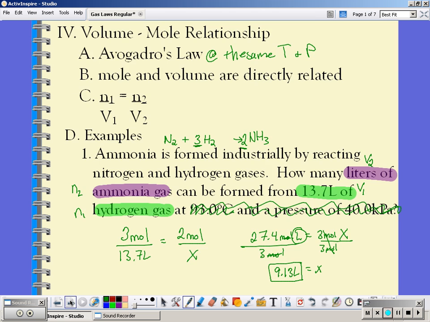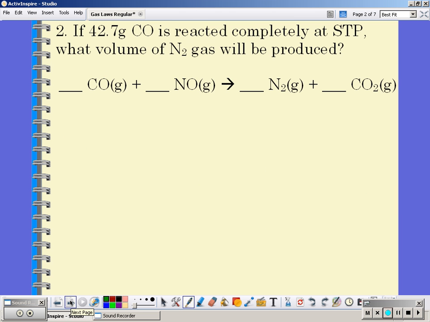Now, a variation of Avogadro's law: here we are given mass of CO, and we are looking for the volume of N2. And we know that volume is measured in liters. It also says at STP, and I know that at STP, 1 mole is 22.4 liters. So I just need to set up a table. I don't need to do any fancy plugging into a formula. But I do need a balanced reaction.